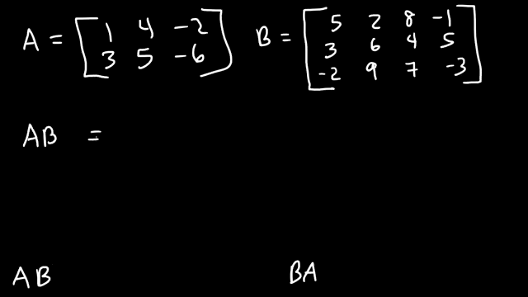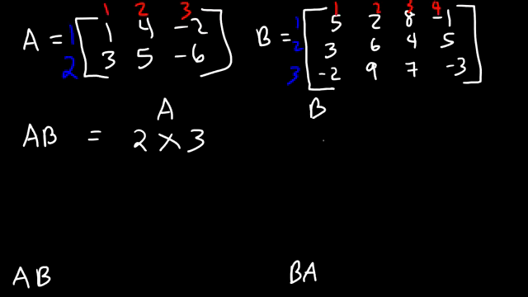So what do you think the order is going to be? So notice that A has 2 rows and it has 3 columns. So matrix A is a 2 by 3 matrix. It has 2 rows and 3 columns. Matrix B contains 3 rows and it has 4 columns. So matrix B is a 3 by 4 matrix.